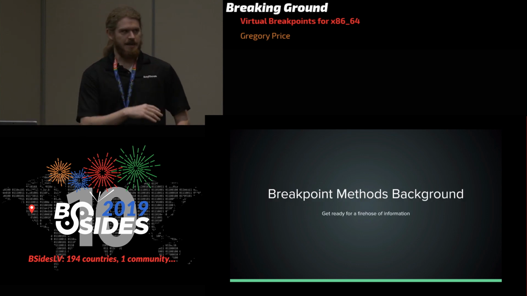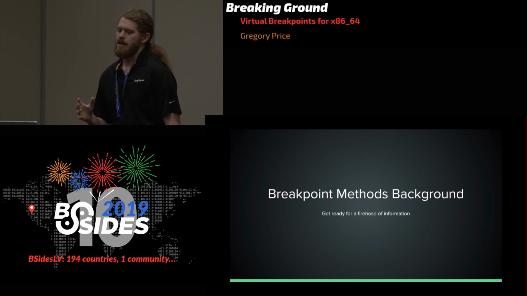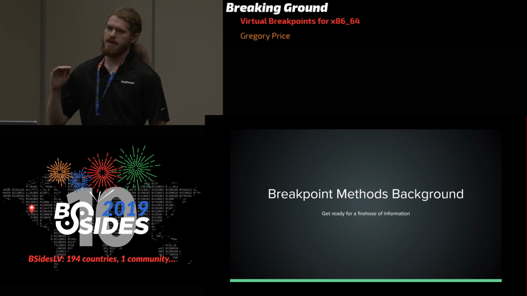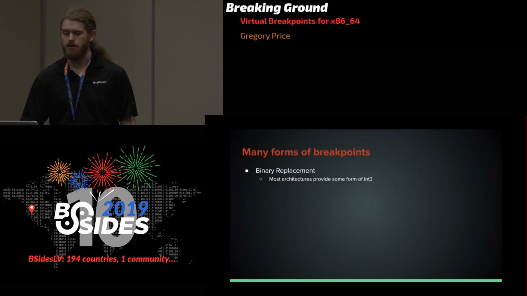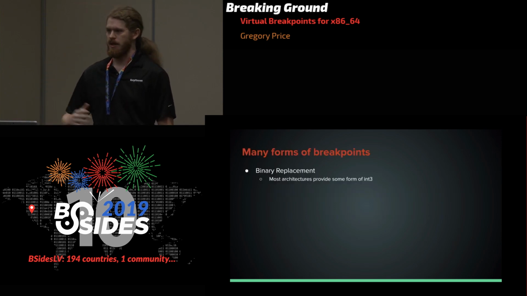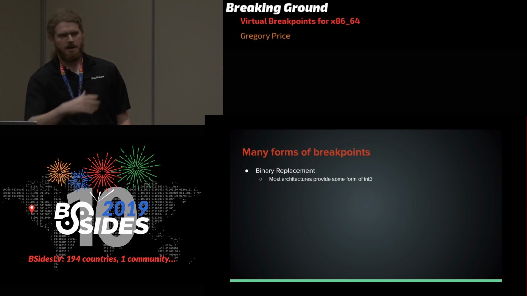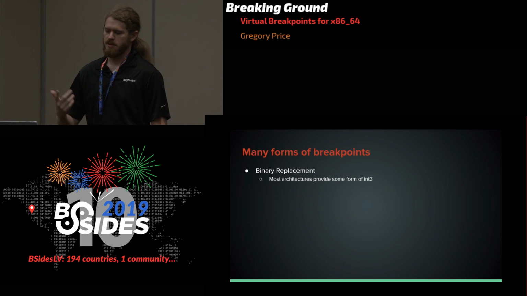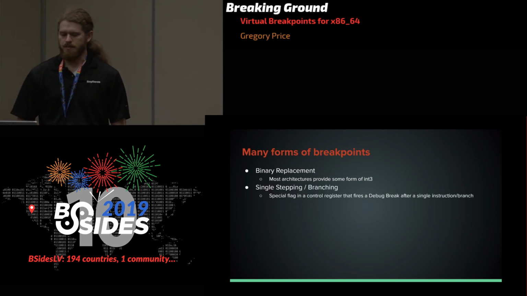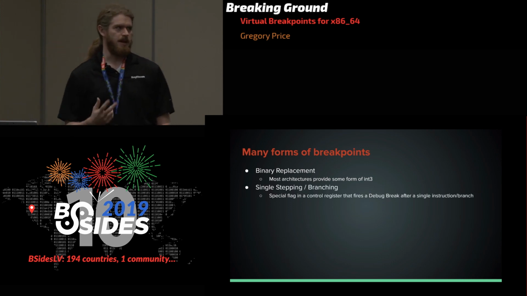But before we can get into that, I do want to prove to you a little bit that we can't just use other forms of breakpointing methods. So we're going to do a quick review of how we do breakpointing across all different types of debuggers. The most common one on most architectures is a form of binary replacement. We already went over that. But there's also this idea of single stepping and branching.